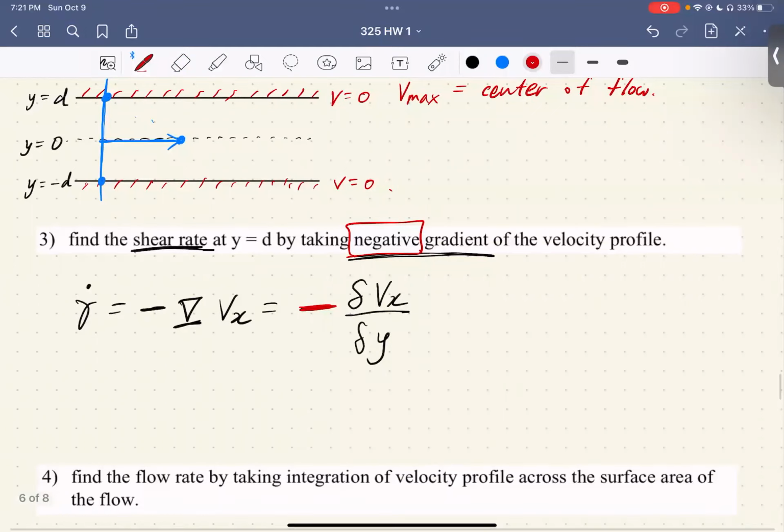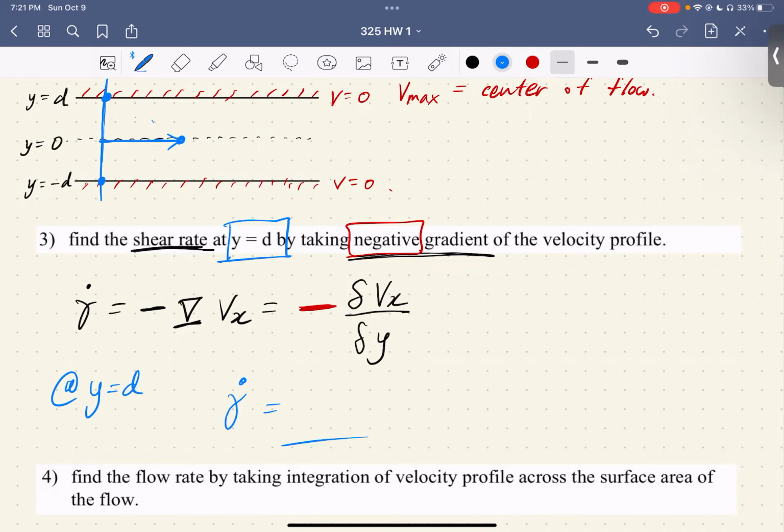Great. So what you need to do is just get that. And then lastly, it's asking for at y equals d. So make sure that ultimately after taking the gradient, you're plugging in d for y. And your answer should be the shear rate equals an expression. That should be your answer.